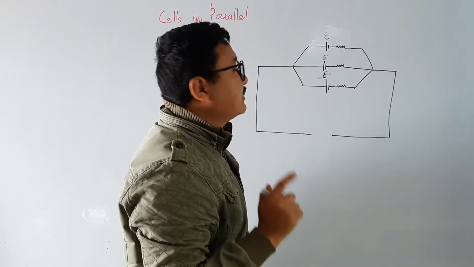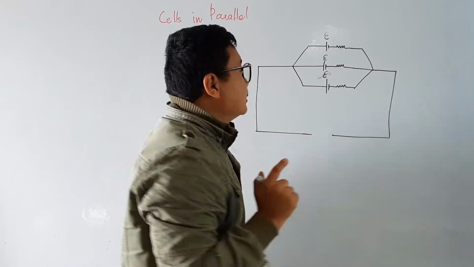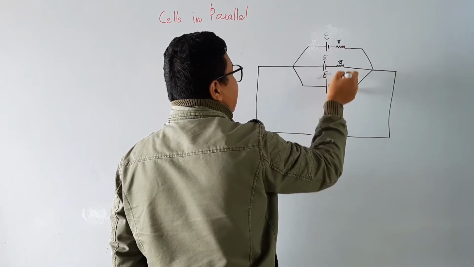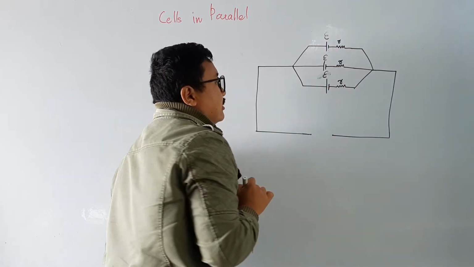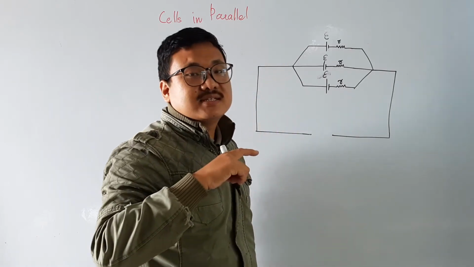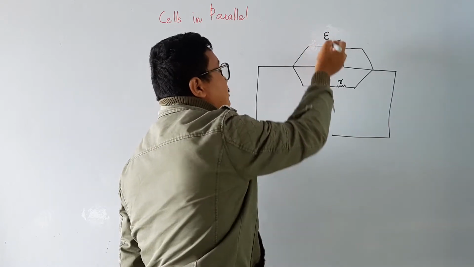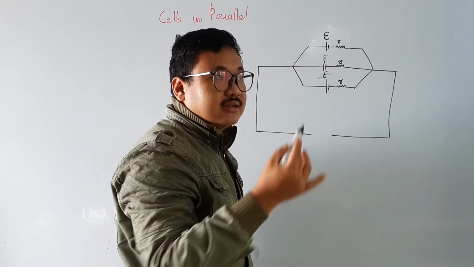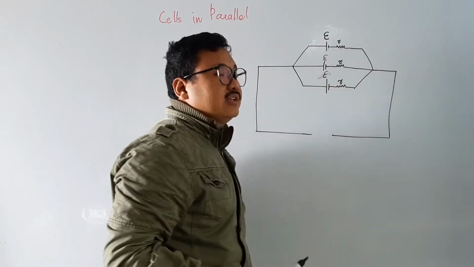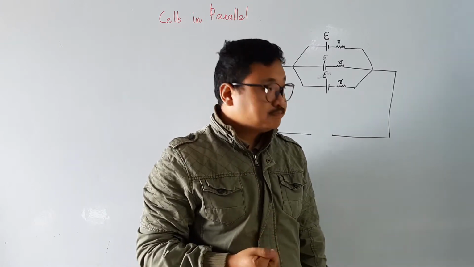Similarly, we know that there is internal resistance of each cell, which we say is small letter r, and small letter r. What does this mean? It means that the internal resistance of all these three cells are also the same. If it is 1 ohm, then this is 1, 1 and 1. Every one has 1 ohm internal resistance.